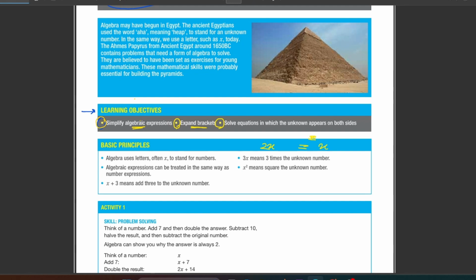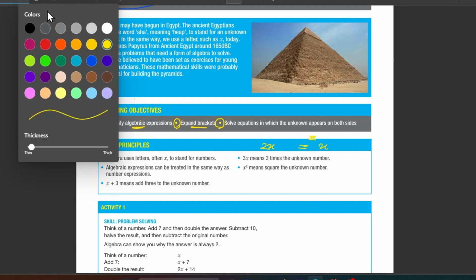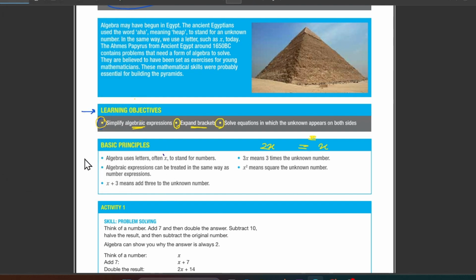Okay, before going to the lesson, if we look at the basic principles, the first one is algebra uses letters. Often x stands for numbers. So we use x for something we don't know. We always use x for something we don't know but we want to find.